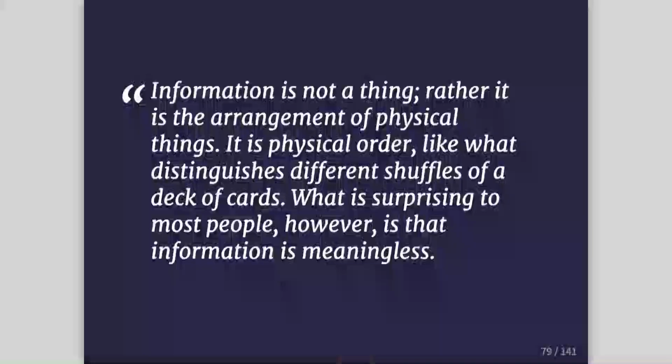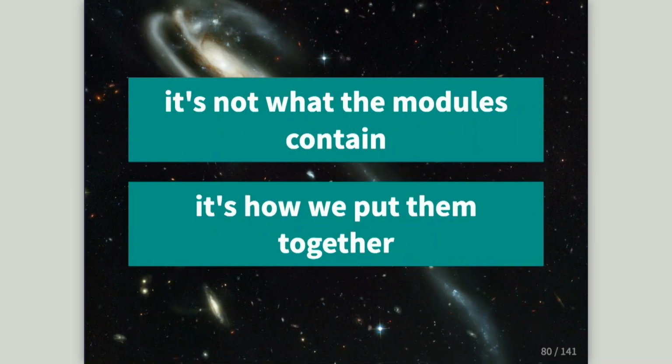But in the book, there's a fascinating definition of information, where he says information is not a thing. Rather, it is the arrangement of physical things. It is physical order, like what distinguishes different shuffles of a deck of cards, or potentially a tree in a node_modules directory. What is surprising to most people, however, is that information is meaningless. It's simply the structure. All right? It's not what the modules contain. It has to do with how we put them together.